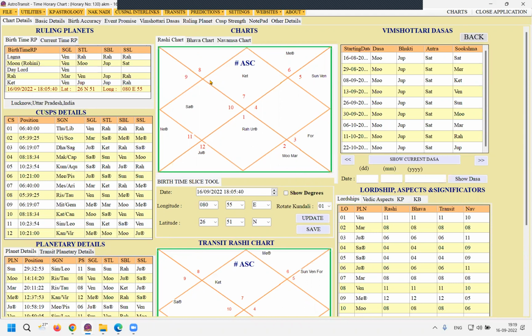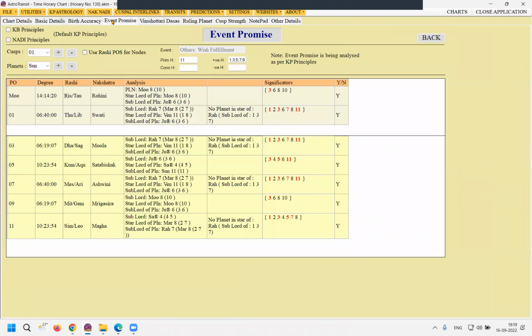This software has the facility of checking the promise as per KP. We have the birth accuracy, event promise, Vimshottari dasha, ruling planets, cuspal strength, right? Many features are there. So firstly, we will check the event promise. You can check with three methods: KP, KB, and Nadi. We are taking the KP principle as a default facility. You can also include KB and Nadi as well.